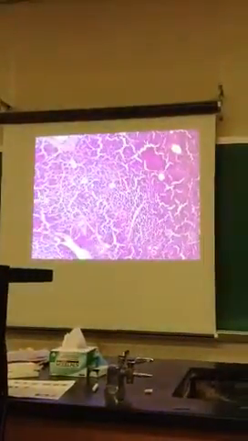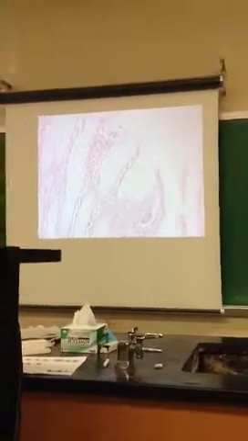Anybody tell me what we haven't covered? What's the slide we have left? Stomach, all right. Okay, we have the same types of structures. Simple columnar, lamina propria, muscular mucosa.